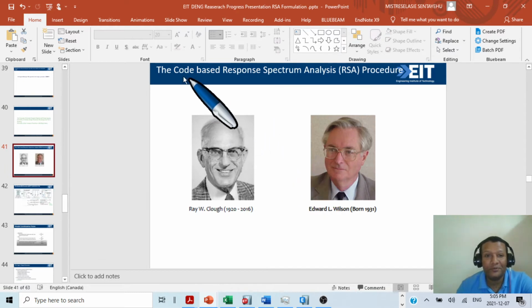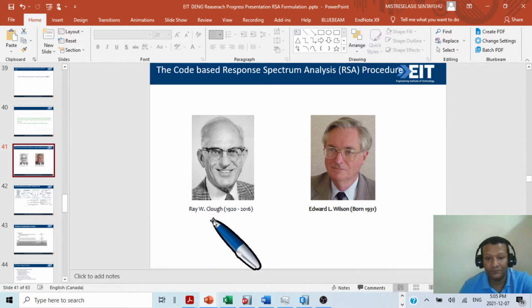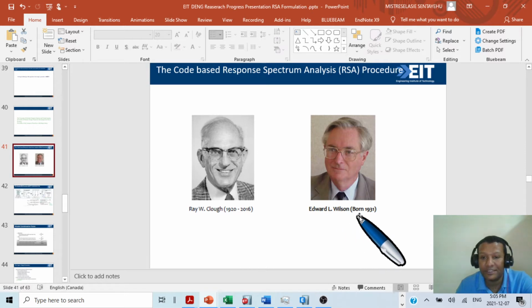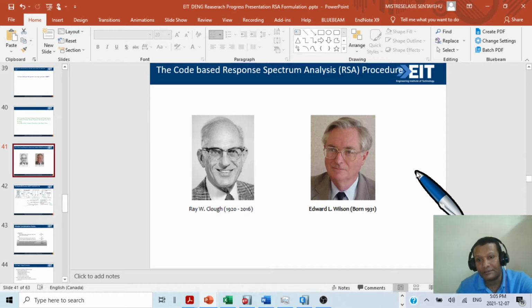These are the two people who contributed a lot to the code-based response spectrum analysis RSA procedure: Ray W. Clough and Edward L. Wilson. They contributed a lot to the code-based response spectrum analysis procedure to incorporate it in the code.